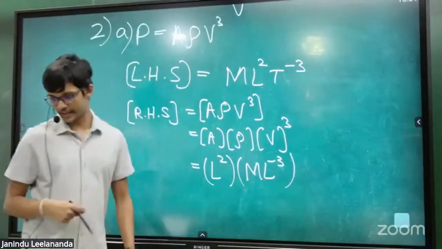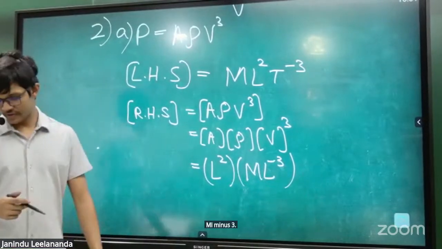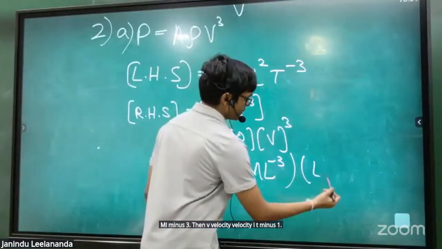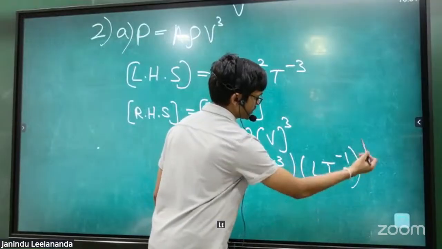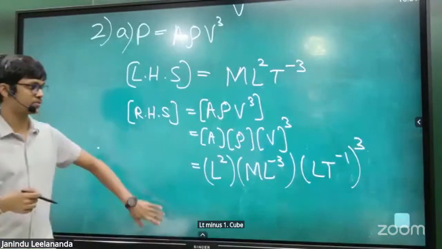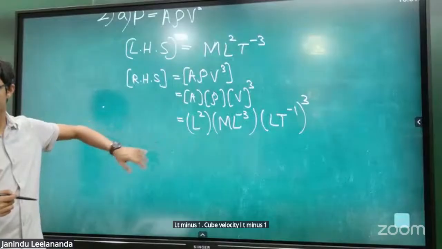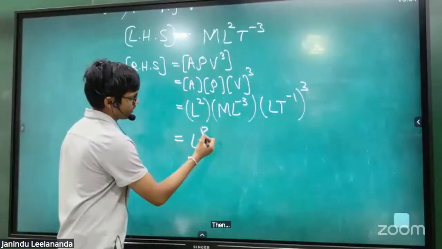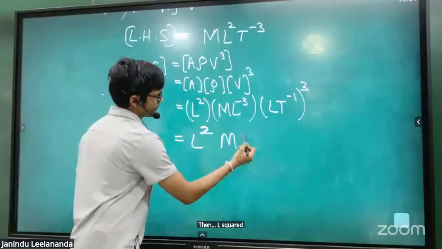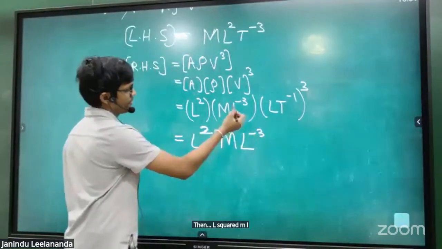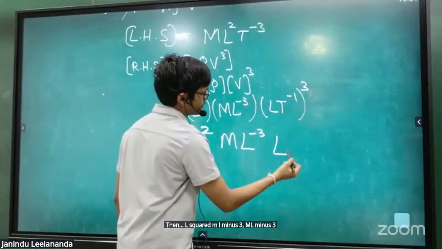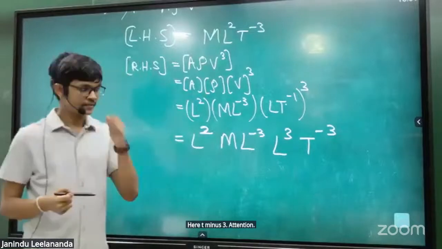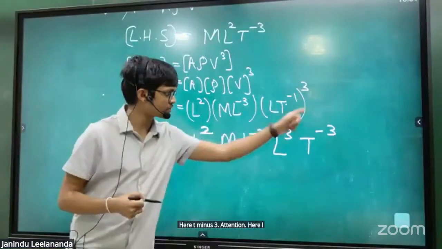ml minus 3. Then velocity, L t minus 1, L t minus 1 cube. Clear? Then L squared, m L minus 3, here L cube, here t minus 3. Attention, here L cube, here t minus 3.